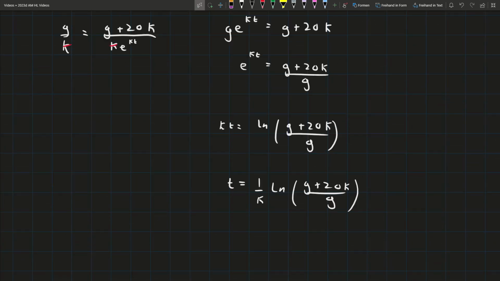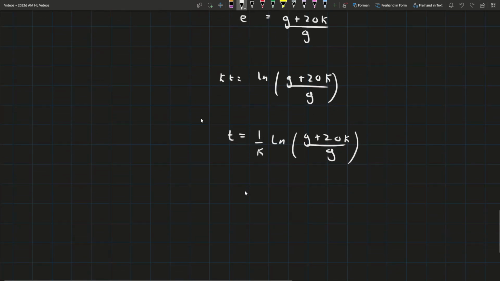When you put that into the calculator, you get the t with the value of k that they give. The t is about 1.821, and usually we just do 2 decimal places. We can say 1.82 seconds.